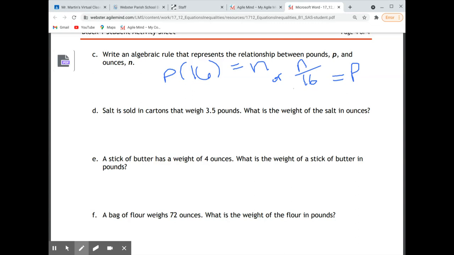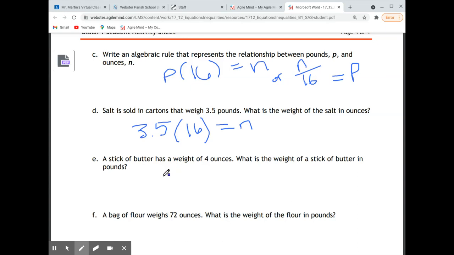So it says salt is sold in cartons that weigh 3.5 pounds. What is the weight of salt in ounces? What would you have to do? 3.5 times 16. Perfect. And then you would get your answer. And then let's do one of these. Y'all want to do E or F? E. What would we do to solve for this one?